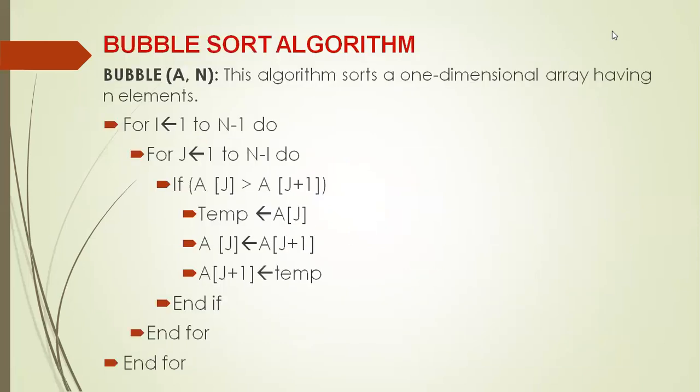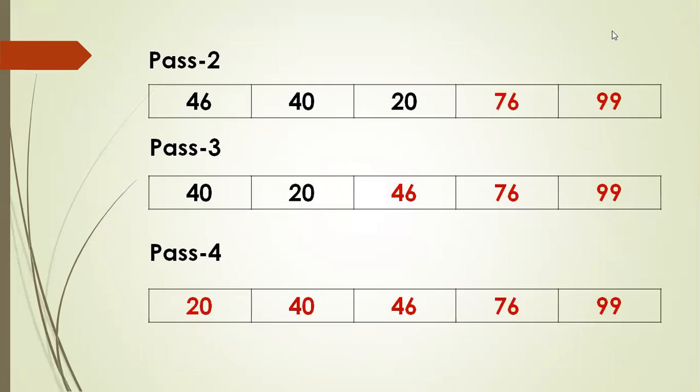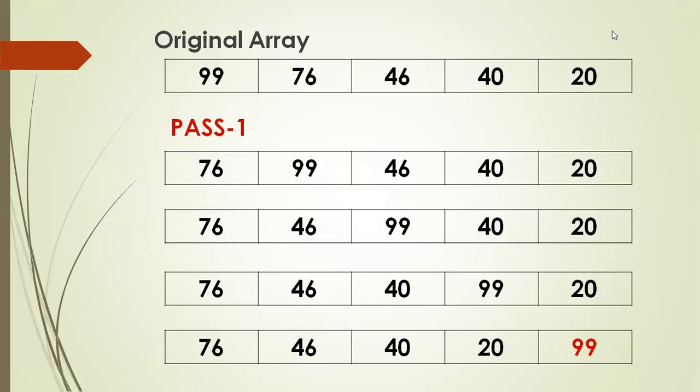But the next value for i will be 2 now. In that case, j's different values are 1 to n minus 2. n minus 2 means how much? 3. So j's 3 values are 1, 2, 3. Next, pass 2. In that case, a1 is compared with a2. 76 and 46 are compared. They are exchanged. j becomes 2. 76 and 40 are compared, then exchange. Then 76 and 20 are compared, then exchange. 76 goes to the fourth place.